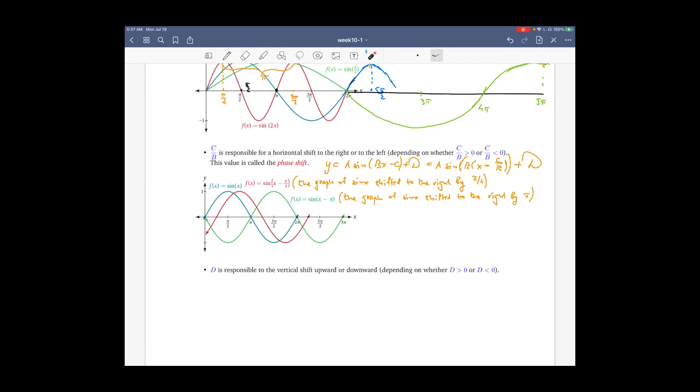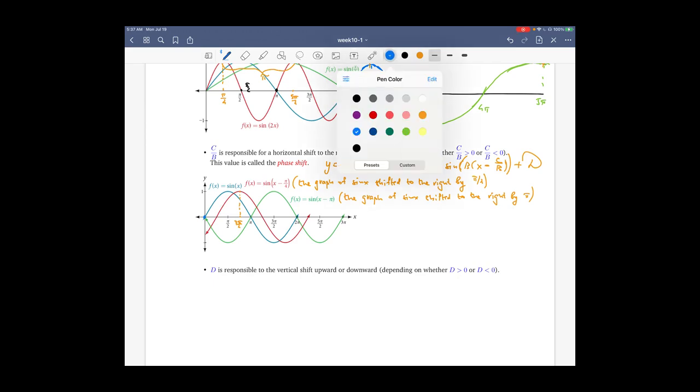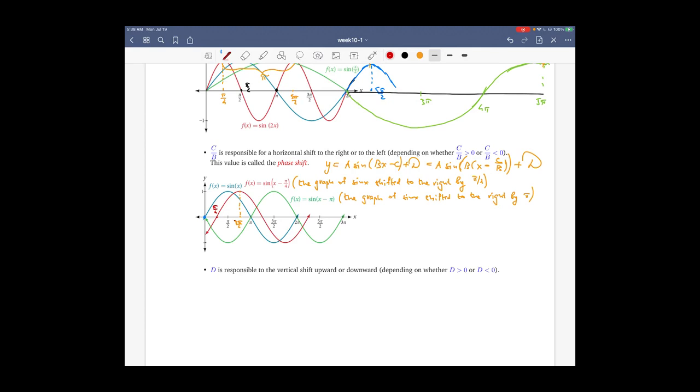We can see this in the picture, right? So say for the red curve, the blue curve attains its maximum at pi over 2. The red curve will do this at the midpoint between pi over 2 and pi, which is, of course, 3 pi over 4. The blue curve passes through the origin. The red curve will pass through the point pi over 4, 0, and so on.